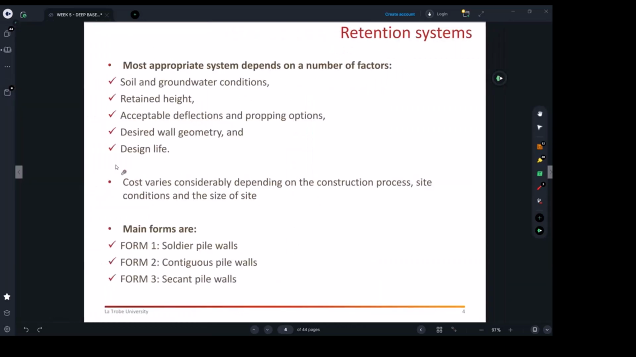So these are just the main factors you always need to think about when you go through such projects. In terms of cost, it changes depending on the construction process, site conditions, and the size of the site. Obviously, if you're digging for a one level basement, it's different than 2 levels. Not only that, sometimes you want a shopping center with 4 meters level or 5 meters level, but for a car park, it can be as small as 2.7.